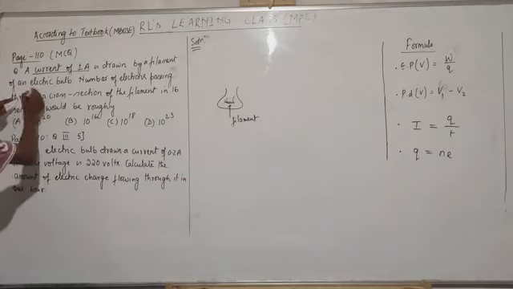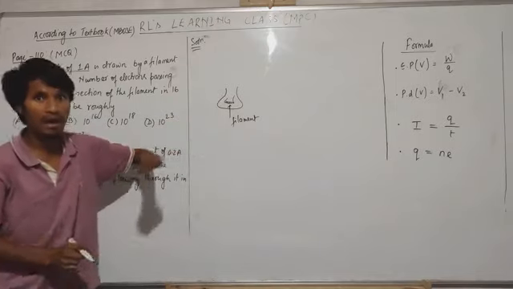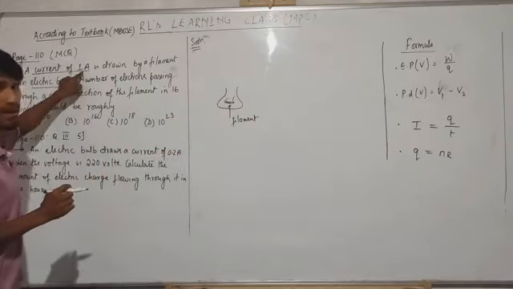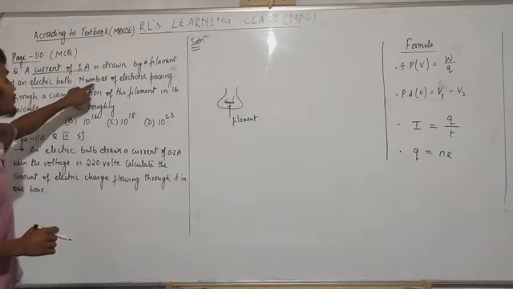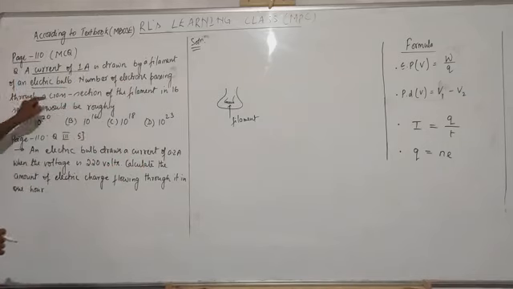Filament of an electric bulb. Now in this filament, how much is the current? The current is 1 ampere. Then the number of electrons passing through a cross section.